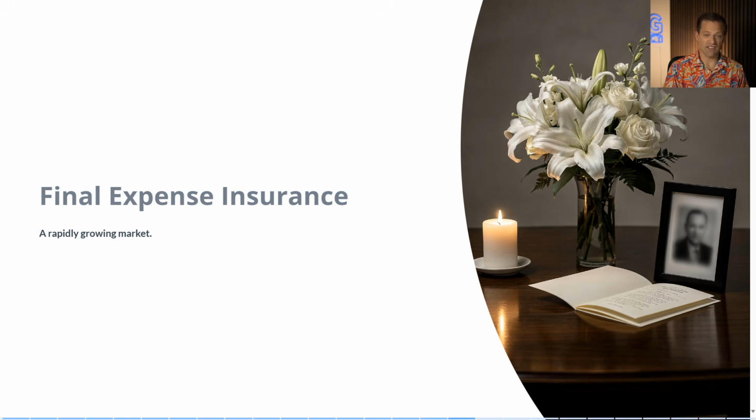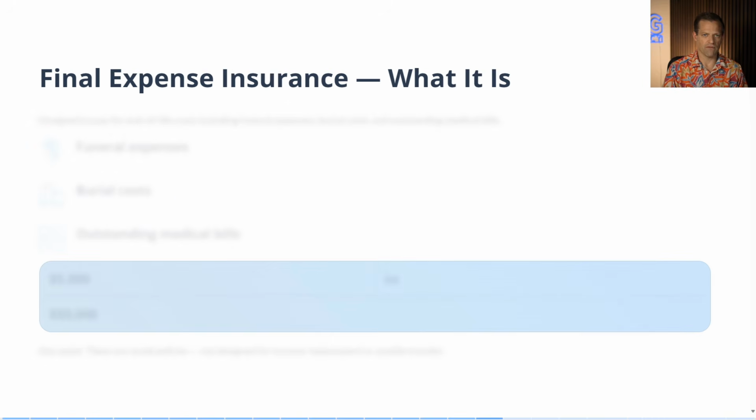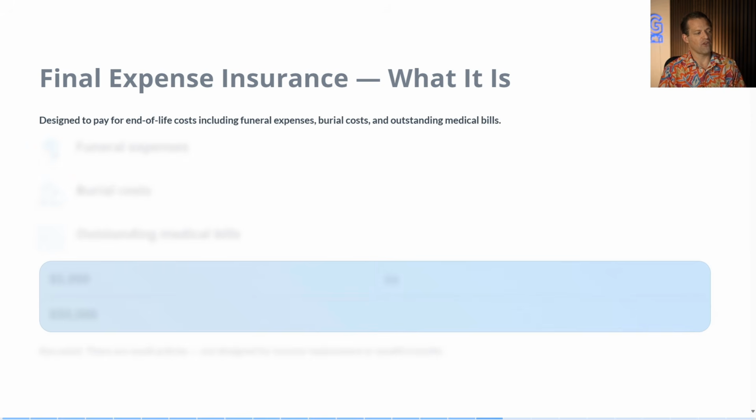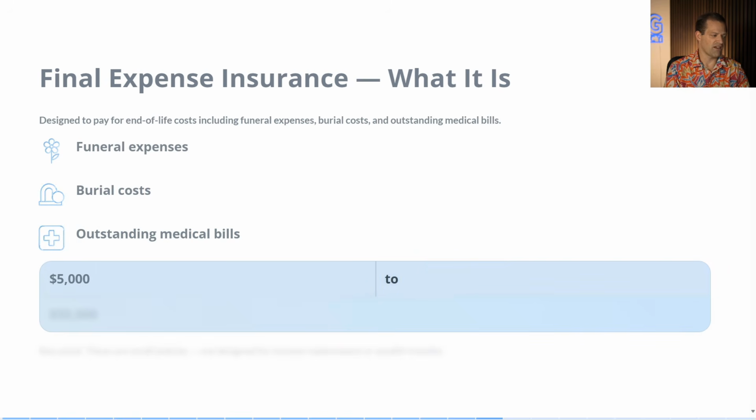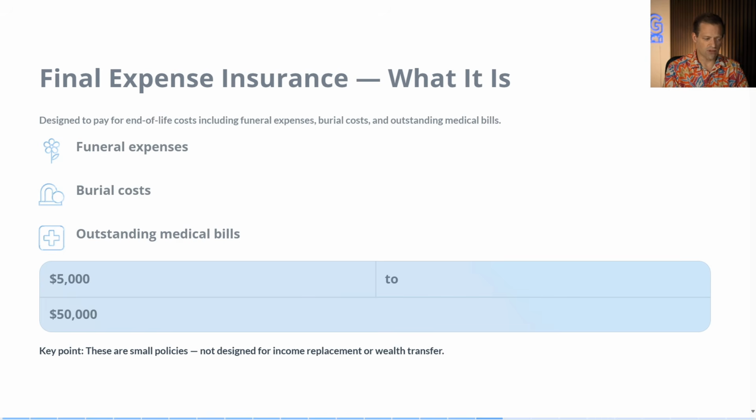Final expense insurance is a rapidly growing market. That's actually what I run my agency through and what we focus on. And it's designed to pay for end-of-life costs, including funeral expenses, burial costs, and outstanding medical bills. So burial cost, all this stuff. And typically you see $5,000 to $50,000 in coverage. Most are in the $10,000 to $15,000 range. So these are smaller policies. They're not designed for income transfer or wealth transfer. They're just designed to pay final expenses.